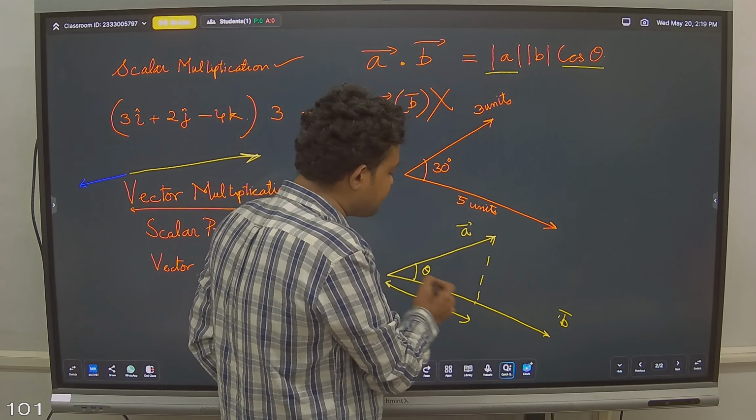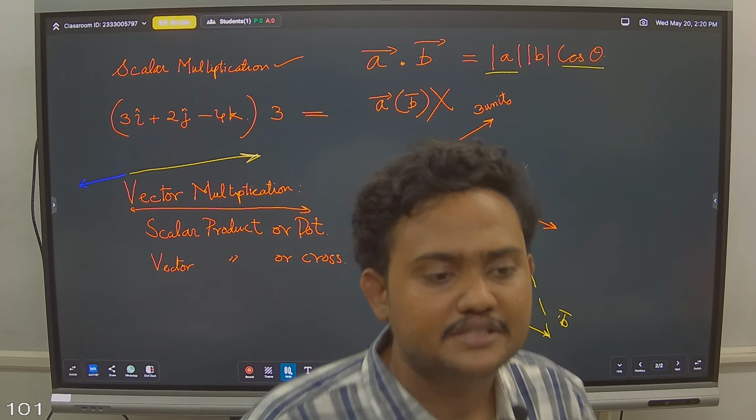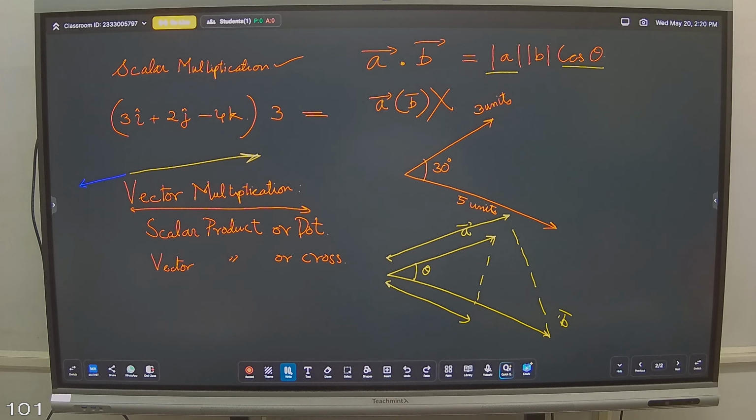So this distance is going to be B cos theta, and you are going to have the dot product to be B cos theta times A, right? Which is the component of B along A multiplied by A. The component of one vector along the other multiplied by the modulus of the other vector is your geometric interpretation of the dot product of two vectors, correct?